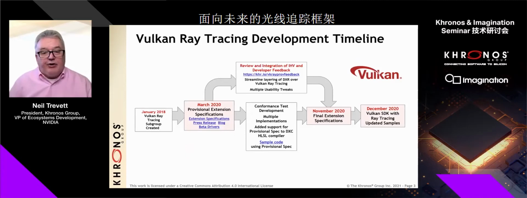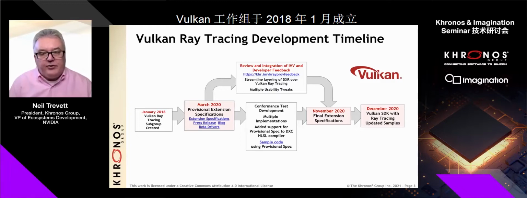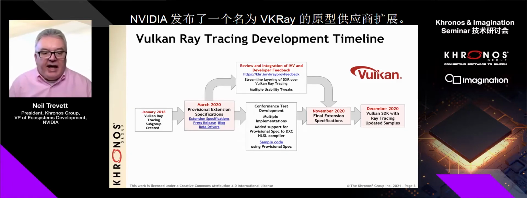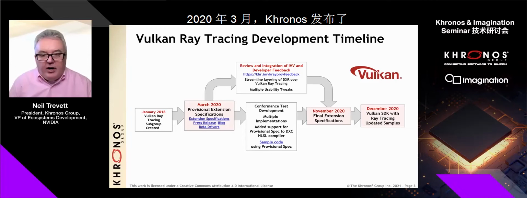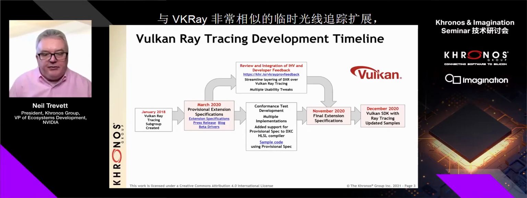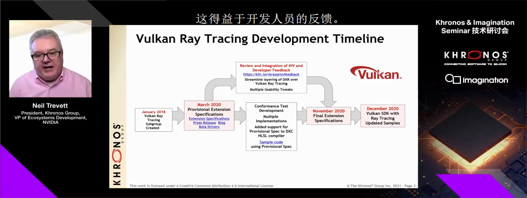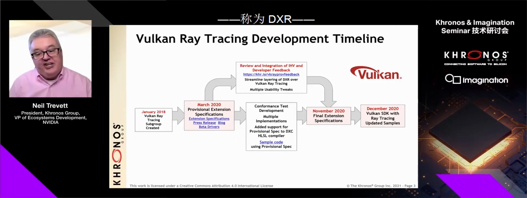Now, creating a cross-platform, future-proof ray tracing framework took significant effort. A Vulkan subgroup was formed in January 2018, and NVIDIA shipped a prototype vendor extension called VK-Ray as a design contribution. In March 2020, Khronos released provisional ray tracing extensions that were quite similar to VK-Ray to gather developer feedback. And that developer feedback led to the final extensions being much easier and more flexible to use and capable of supporting DirectX ray tracing, that's called DXR, as a layer over Vulkan.